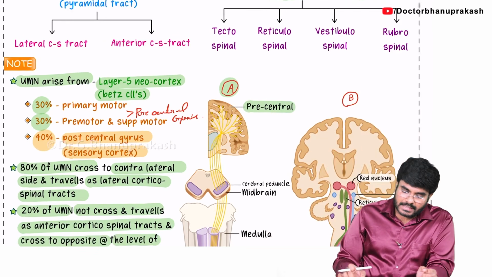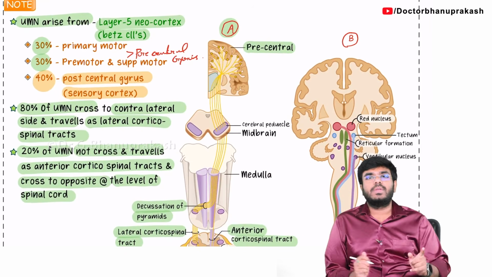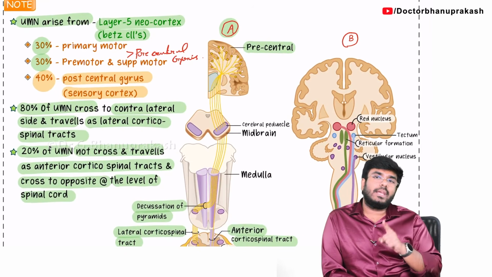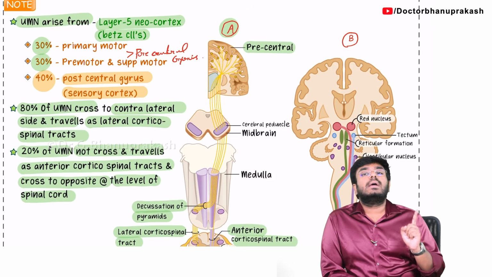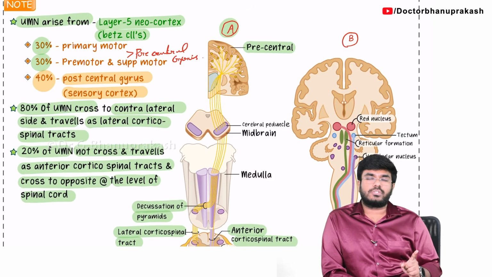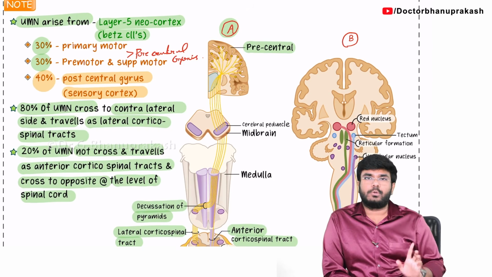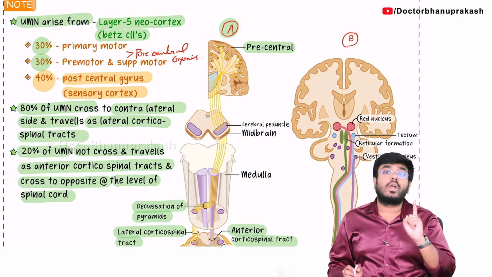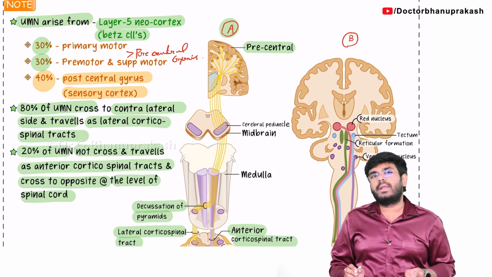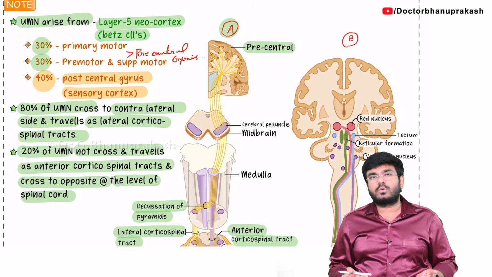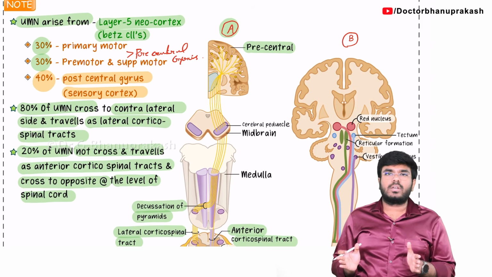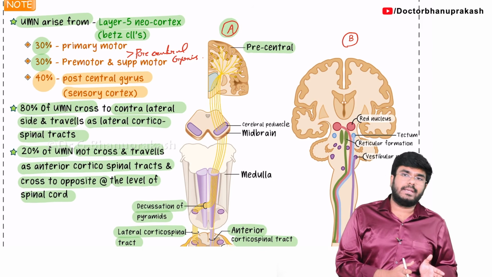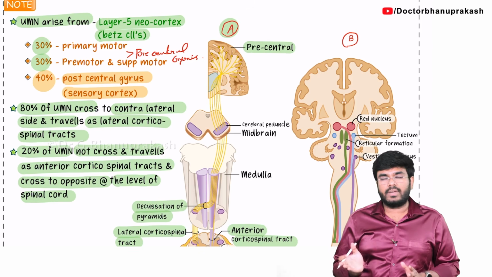So yes, that's the third important MCQ which I want you to know. 80% crossing in the lower medulla, remaining 20% crosses in the spinal cord, and the post-central gyrus will also give rise to 40% of the upper motor neurons. So with this we have successfully completed the first type of descending tract, the corticospinal. How many types of corticospinal? Lateral corticospinal and anterior corticospinal. Both will cross to the opposite side, but 80% in the medulla, remaining 20% in the spinal cord.